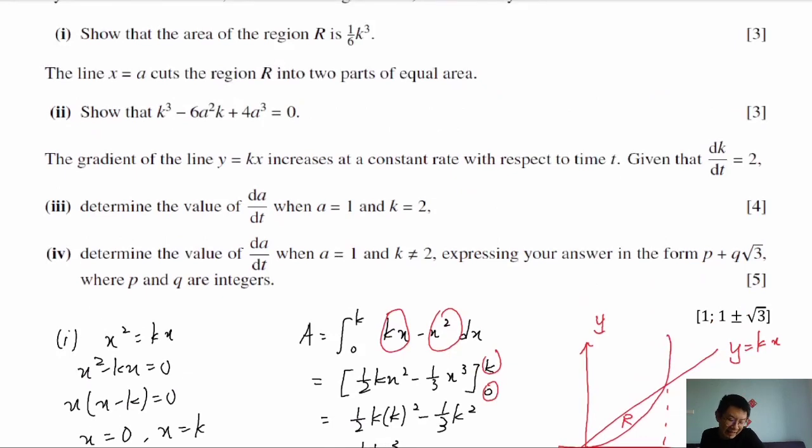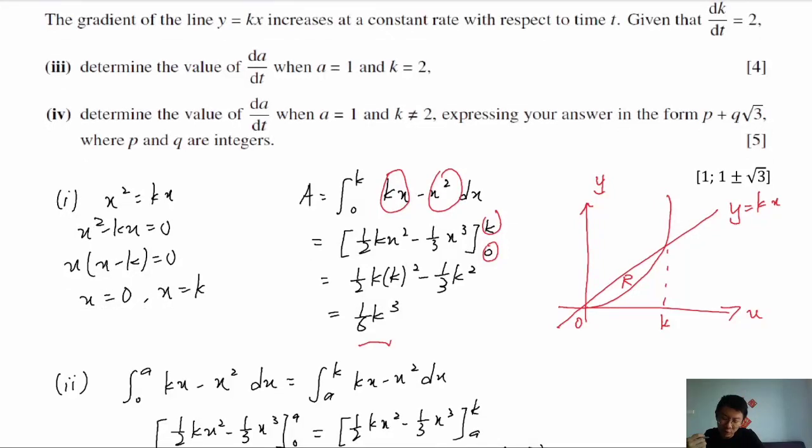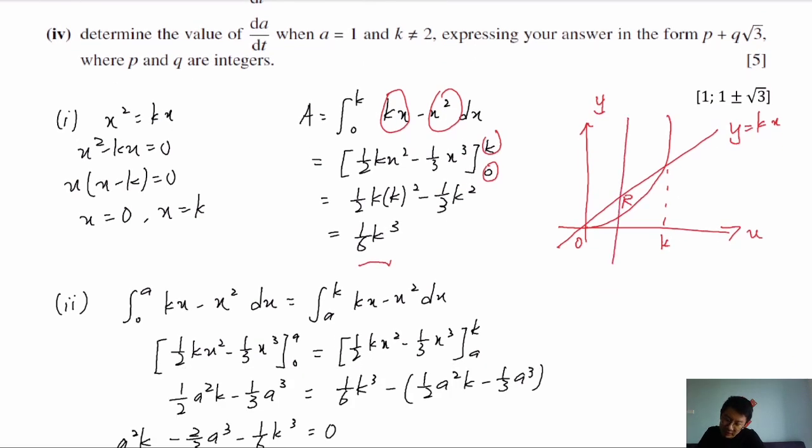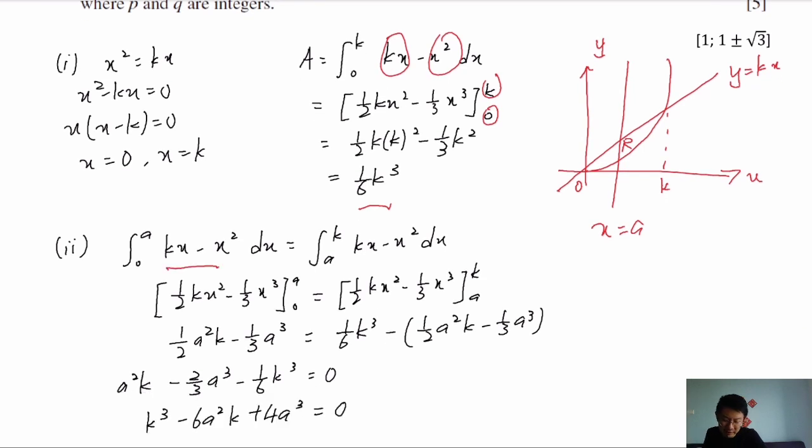For the second part, the line x equals a cuts the region R into two parts of equal area. We need to show this equation involving k and a. It's not really a difficult thing to do. Instead of doing one integration, now we have to do two integrations. Since x equals a splits the region into two parts of the same area, the area from 0 to a is the same as the area from a to k. So basically it's doing a similar thing to just now.